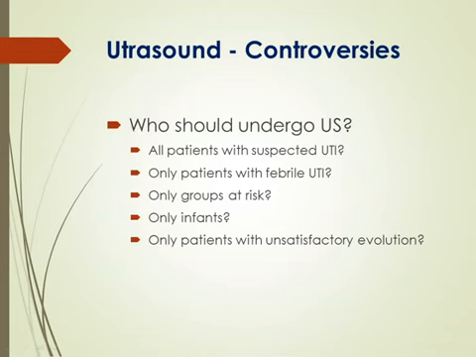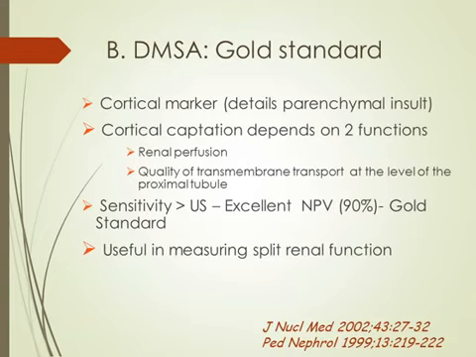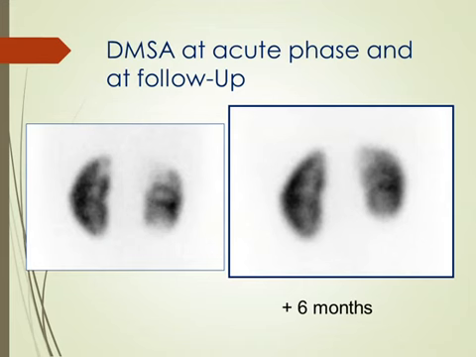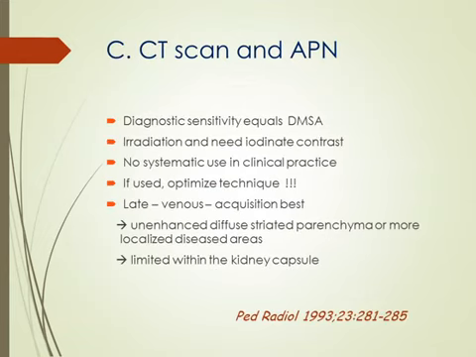There are controversies that are not resolved on who should undergo ultrasound, and probably the best answer to this are children with confirmed urinary tract infection and high fever. DMSA is considered as a gold standard, and it is surely useful. As mentioned, it would not be performed as an acute procedure, but on imaging you can nicely see areas of these defects corresponding to acute pyelonephritis. Again, there is no consensus on the use of DMSA.